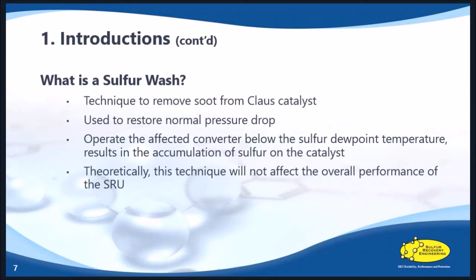Operating the affected converter below the sulfur dew point temperature results in the accumulation of sulfur on the catalyst. And that's basically what we're doing. We're going to get sulfur to accumulate on the catalyst and get rid of that soot. And it's important to remember that theoretically the technique should not affect your overall performance. So therefore, doing this procedure should result in a zero net effect on catalyst activity and overall recovery efficiency.